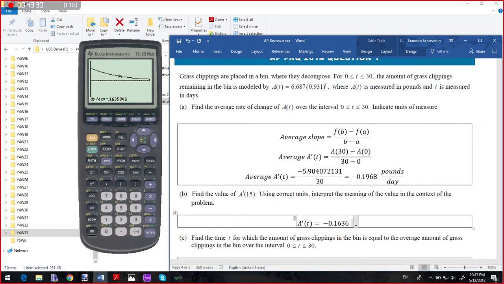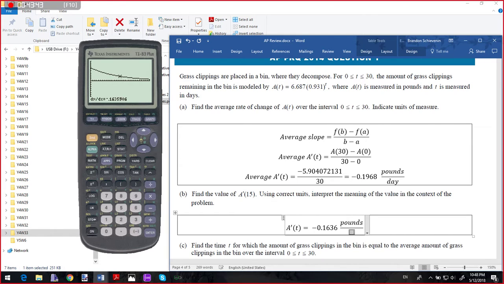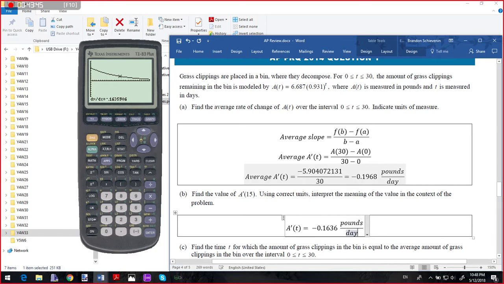So what are my units of A prime at t right now? Pounds per day. Right, still pounds per day. Last time I had A prime of t as an average. This time I've got A prime of t at a point, but the units are still the same. It's still our first derivative for both of these. So this is pounds per day. And then explain the meaning of the value in the context of the problem.